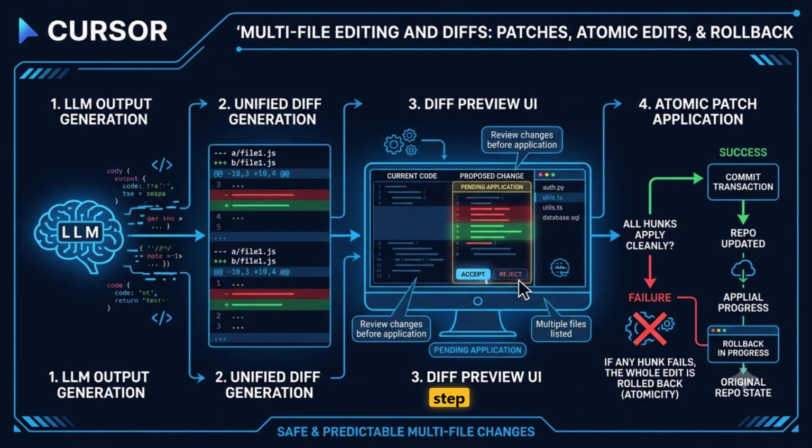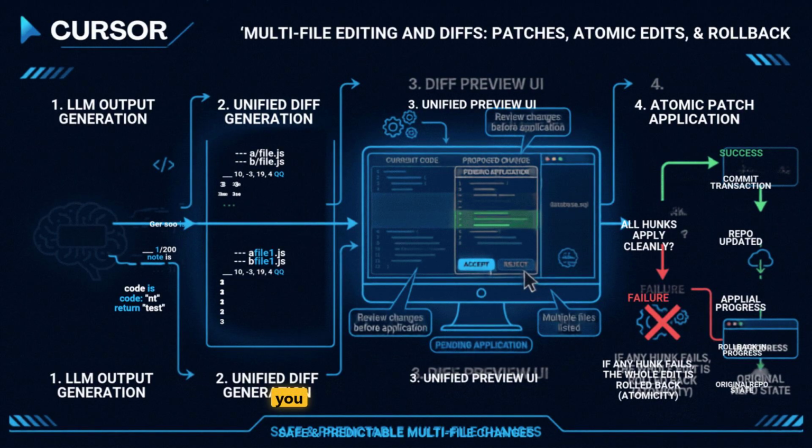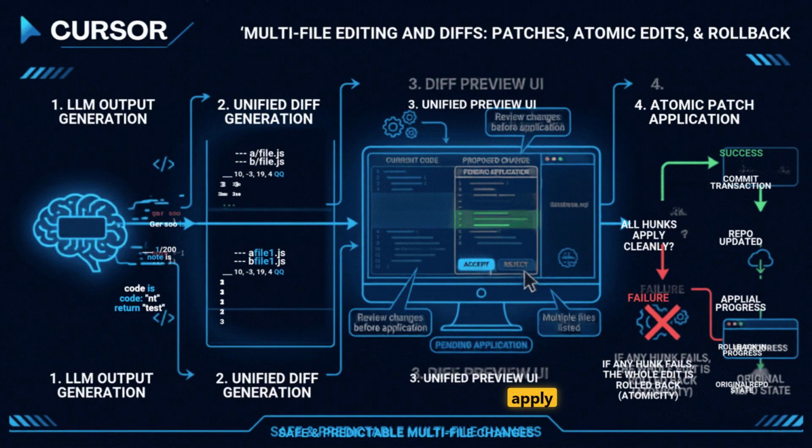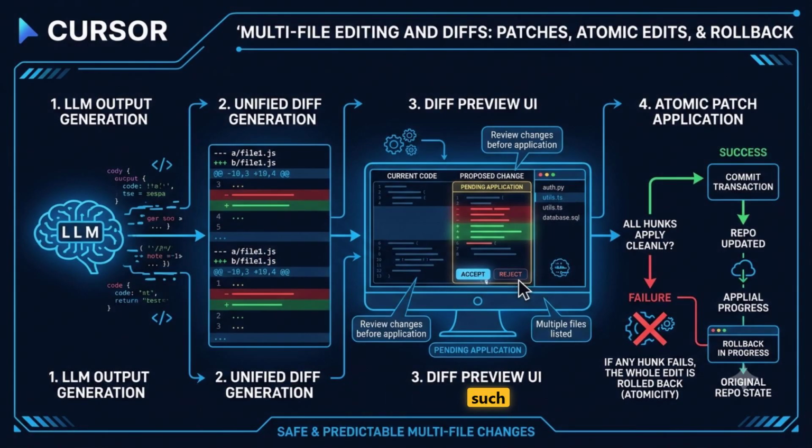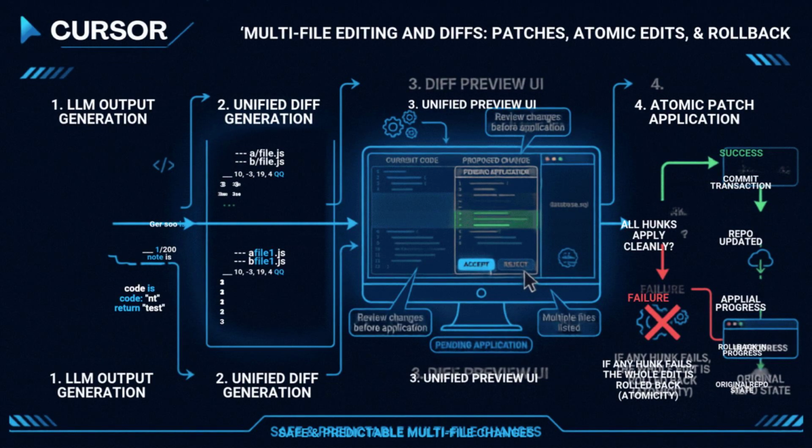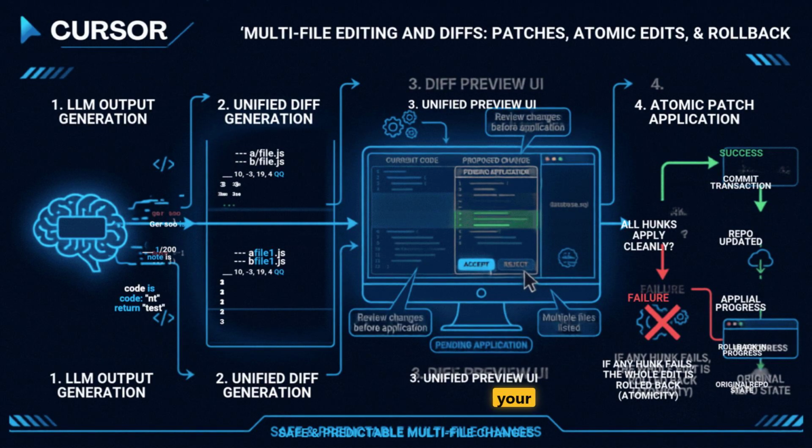Moving to the far right, step 4, Atomic Patch Application. Look closely at the branching path. If you click Accept, all hunks must apply cleanly across every file listed, such as auth.py and database.sql. When they do, trace the green line, it commits the transaction and updates your repository state.